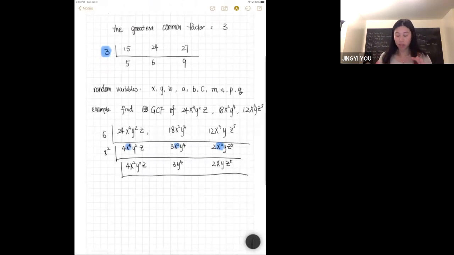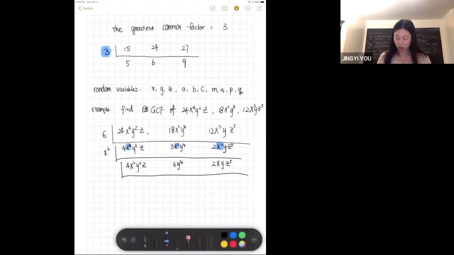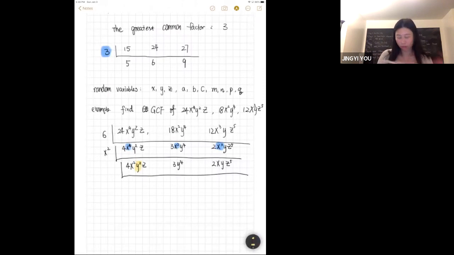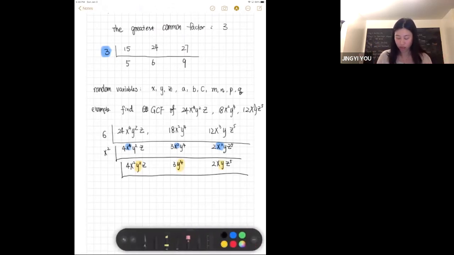The next step is we need to find the common factor of y. When you look at y, the first term has y squared, the second has y to the 4th, and the third only has 1 y. So that means the common factor has what? Only 1 y.